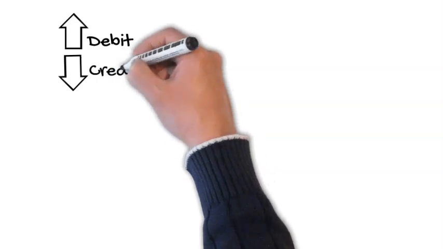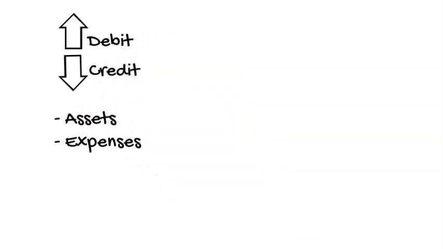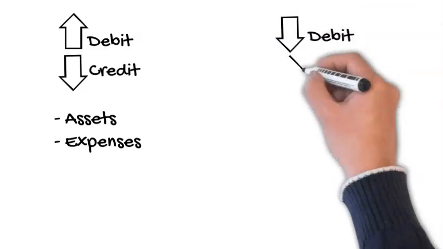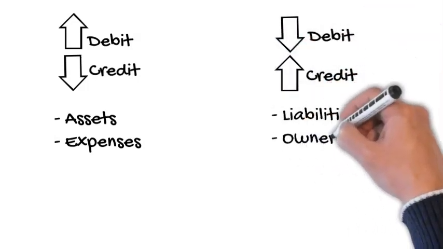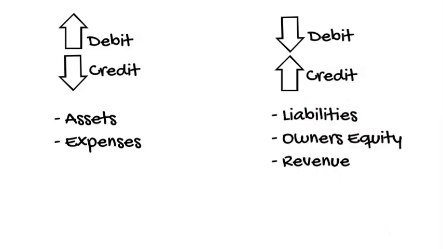The accounts that increase on the debit side and decrease on the credit side are all asset accounts and expense accounts. So, anytime you debit an asset or expense account, you are increasing its value. And to decrease the value, you would credit the accounts. The accounts that decrease on the debit side and increase on the credit side include liabilities, owner's equity, and all revenue accounts.